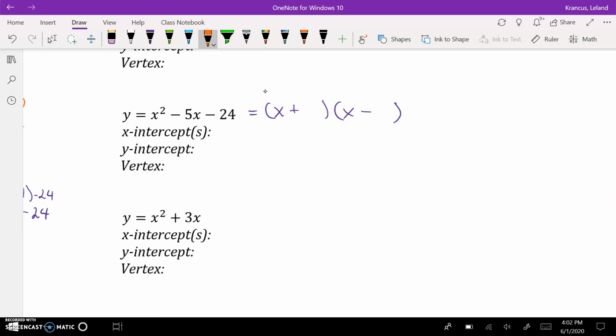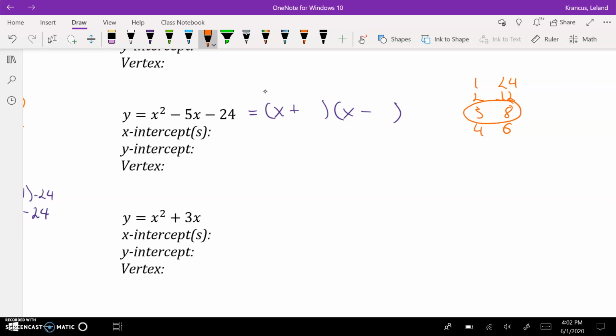Sometimes what helps is actually listing them out. So it could be 1 and 24, 2 and 12, 3 and 8, or 4 and 6. When you look at those, remember you can have positive or negative versions. You should say, wait a minute, 3 and 8. They have a difference of 5.